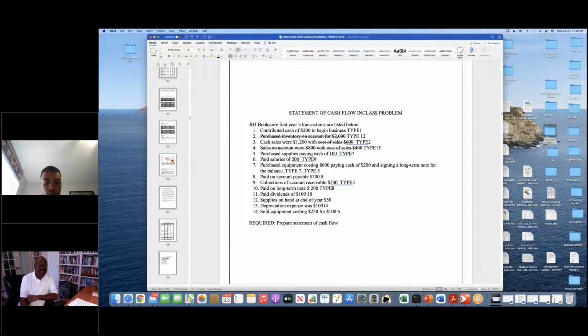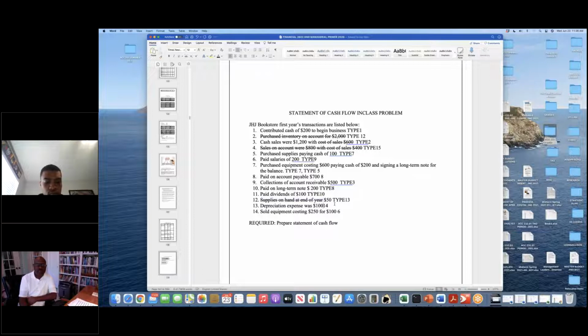Paid dividends of 200. That's a type 10. Supplies on hand at the end of the year. That's going to be what? I think that is type what? Type 13 or whatever. But it's not within 1 through 11. It's an adjusting entry, which doesn't involve cash. And so we scratch it.